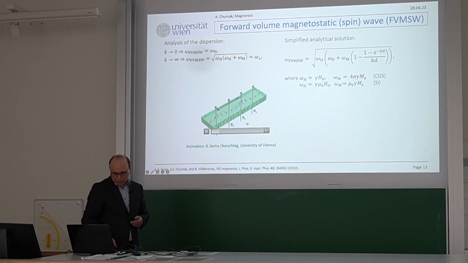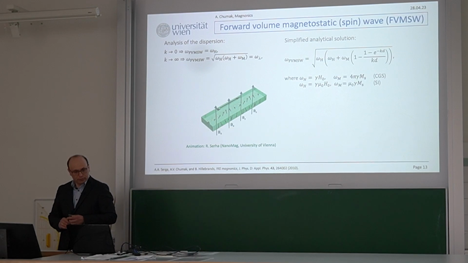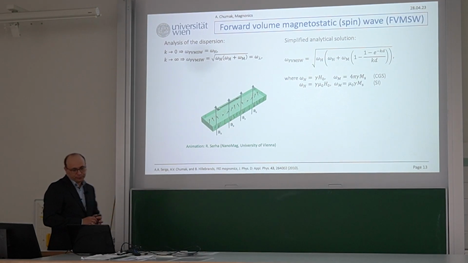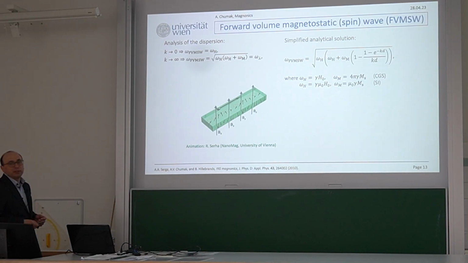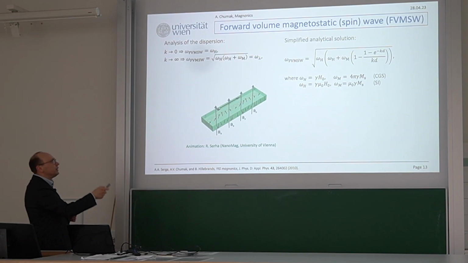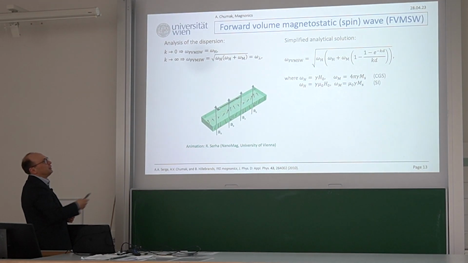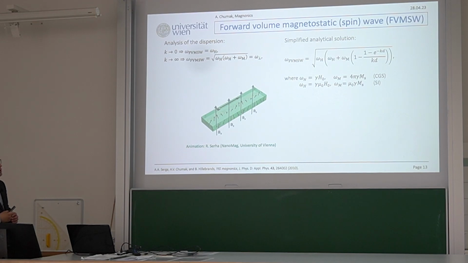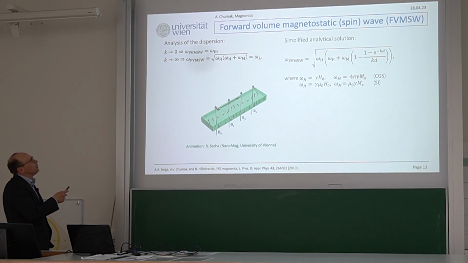first I want to show you a nice animation. Rostislav, who is sitting here, has made this animation, so that is what forward volume wave means, how it propagates. So this is our thin film, magnetized perpendicular. You have this field B, and you see how the wave propagates. That's a nice animation. And our job is, of course, now to get the dispersion for this animation, and it looks like this.